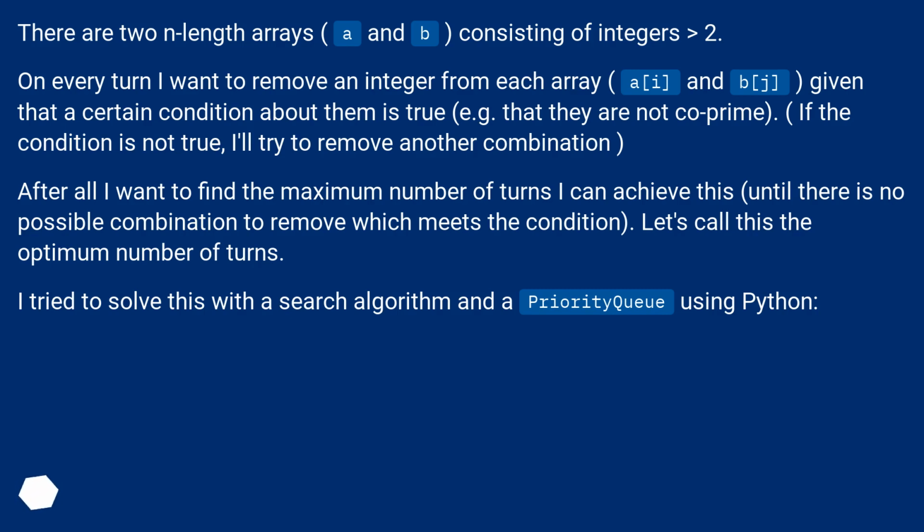After all, I want to find the maximum number of turns I can achieve this, until there is no possible combination to remove which meets the condition. Let's call this the optimum number of turns. I tried to solve this with a search algorithm and a priority queue using Python.